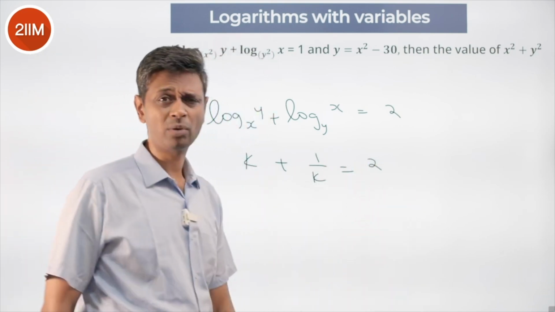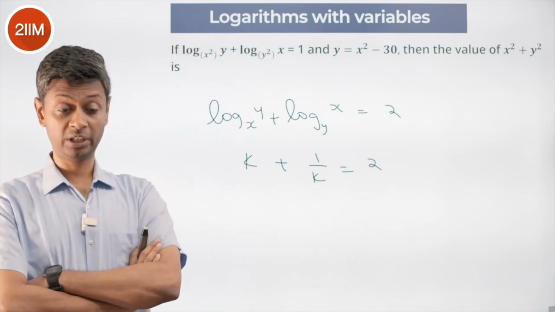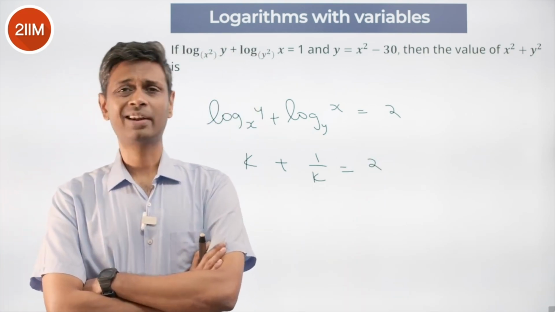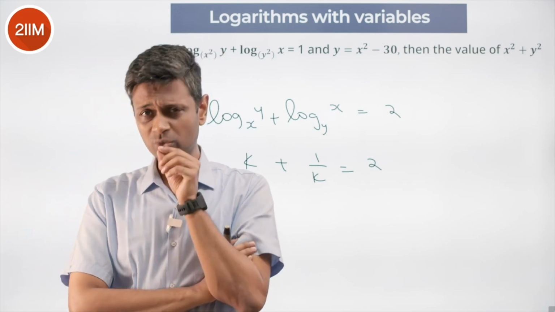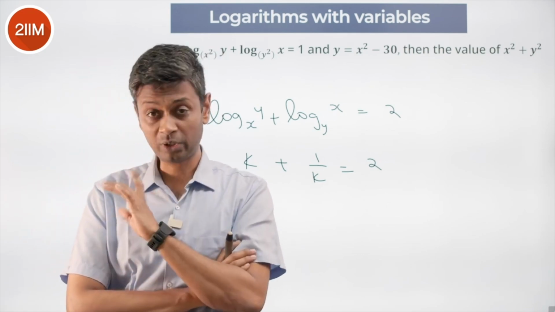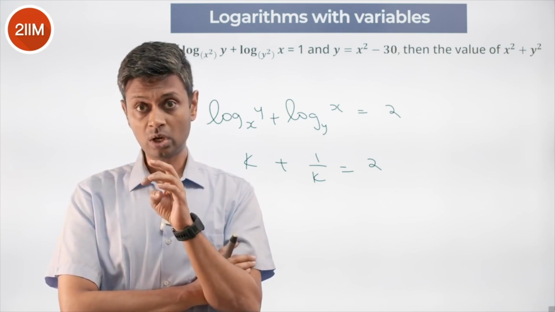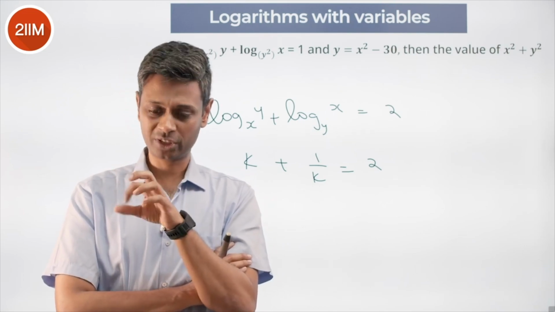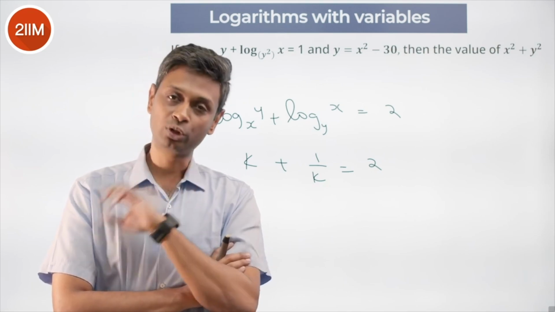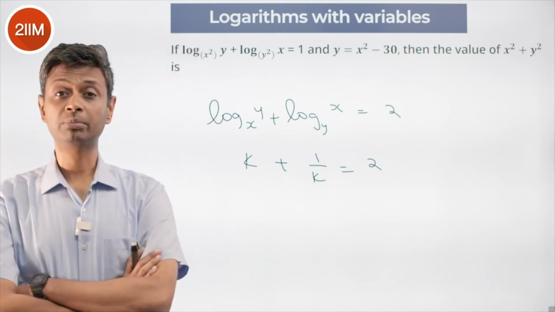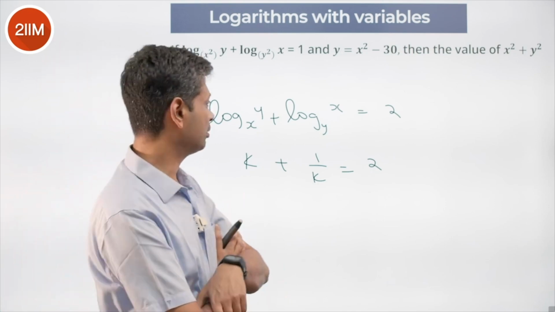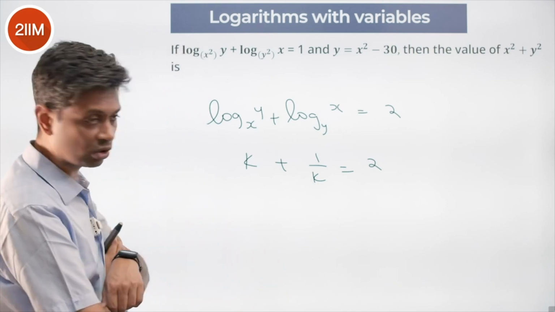You know that anything of the form k plus 1 by k is greater than or equal to 2 or less than or equal to minus 2. It will be 2 only if k is 1. Only 1 plus 1 by 1 is 2. If it is positive and more than 1, or positive and less than 1, then it will be more than 2. And 1 plus 1 by 1 is the only instance where k plus 1 by k can be 2. That means we know that k is 1.